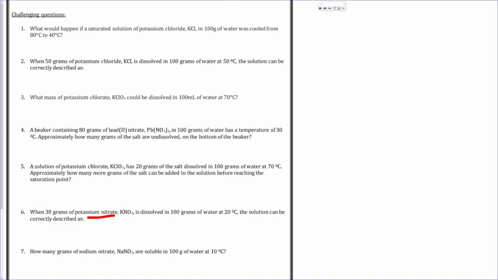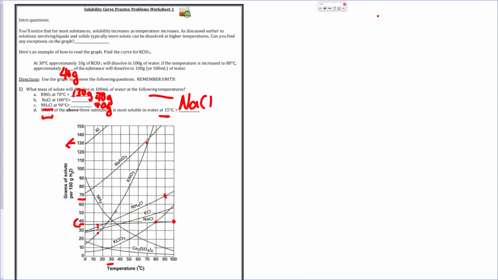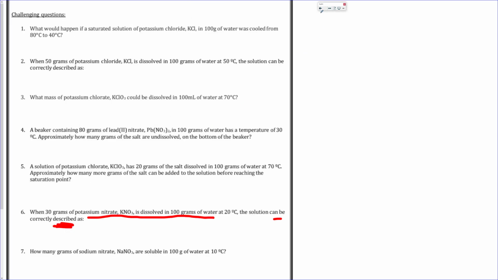When 30 grams of potassium nitrate is dissolved in 100 grams of water, the solution can be described as, is this going to be unsaturated, saturated, or supersaturated? So let's look at potassium nitrate at 20 degrees. And this is a little bit over 30 grams. So let's say that that's at 33 grams. But right now I have 30 grams. So the saturation point is at about 33 grams. We have 30 grams. So we can say that this is still unsaturated. So this is your unsaturated solution.